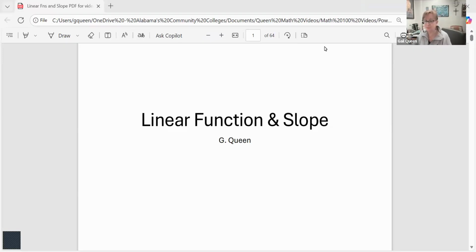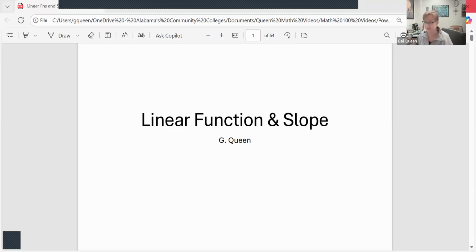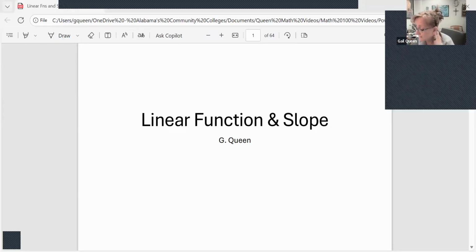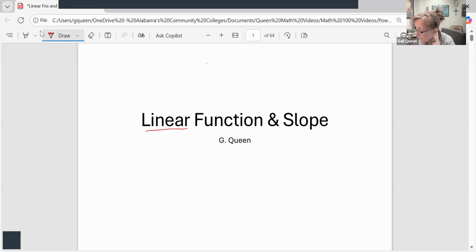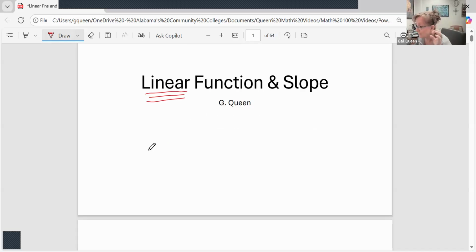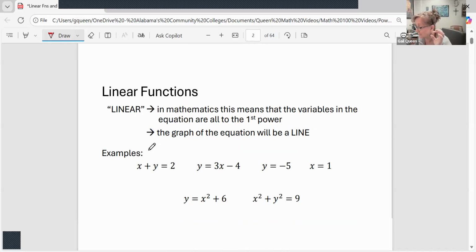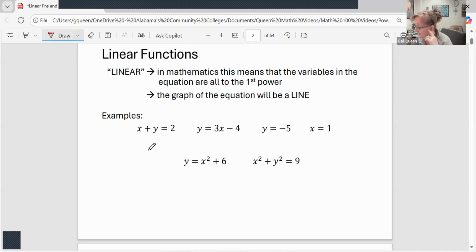All right, so linear functions are functions. When they use the word linear, first of all, in math, that word means something and you need to become familiar with the word itself. So when you see this word linear, obviously we see the word line embedded in there, but it really means more than just line. When you have a linear function and it's given to you in the form of an equation, then linear means that all of the variables in the equation are going to be to the first power.